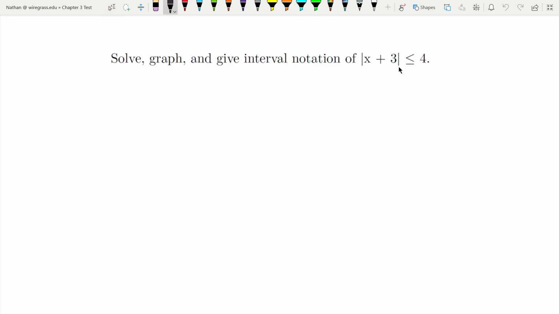Okay, to solve, graph, and give interval notation of an absolute value inequality, we need to break this up into two inequalities. The key thing to note here is that the absolute value is less than a number, meaning that this thing is bounded. Absolute value means a distance. Distance being less than a number means that you're kind of contained in this region of space, think of it like a circle or a ball, because you can't go any further past the distance.